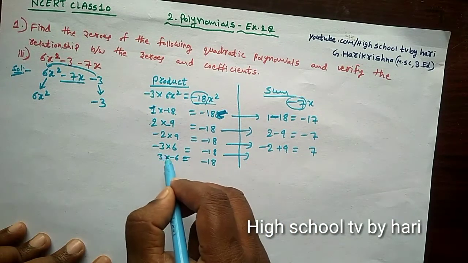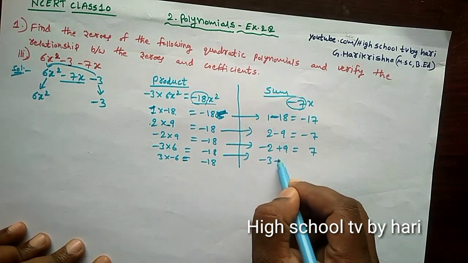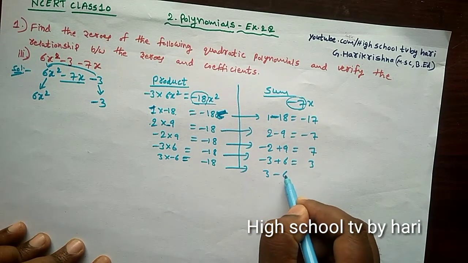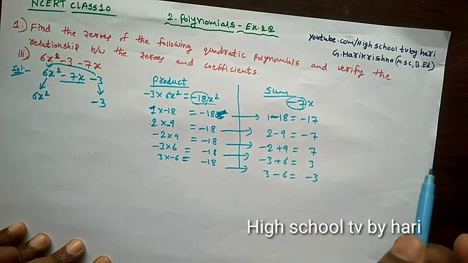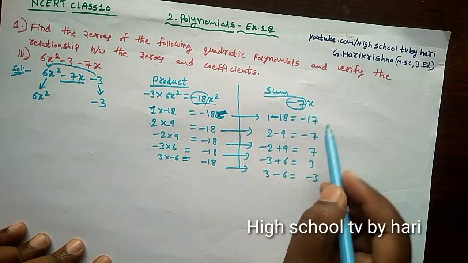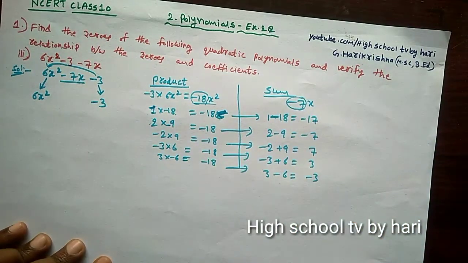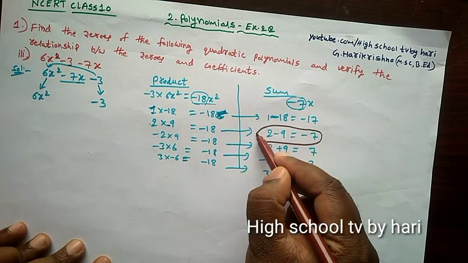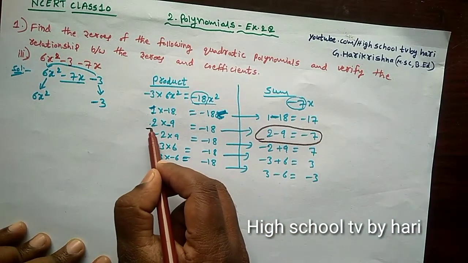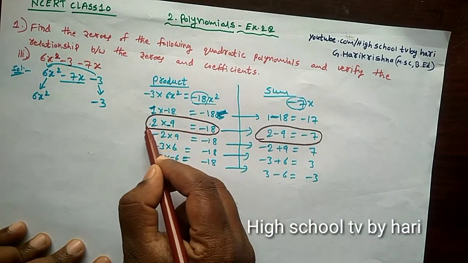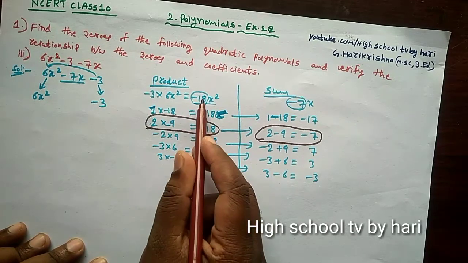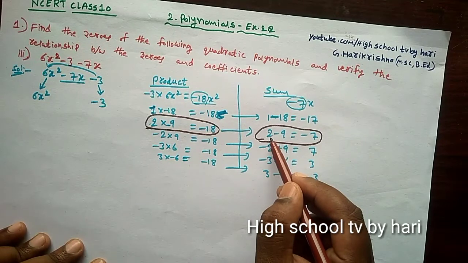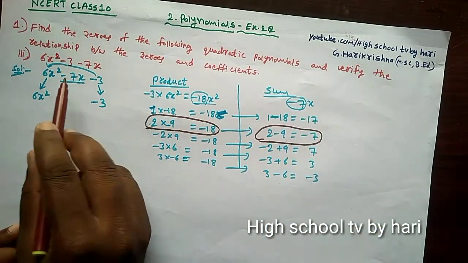So for this, minus 3 plus 6 is plus 3. For the last one, 3 minus 6 is minus 3. So our sum is minus 7 for 2 and minus 9. Product of the two integers: 2 into minus 9 is minus 18. We got the product. And the sum of the same integers, 2 minus 9, is minus 7. We got the middle term.